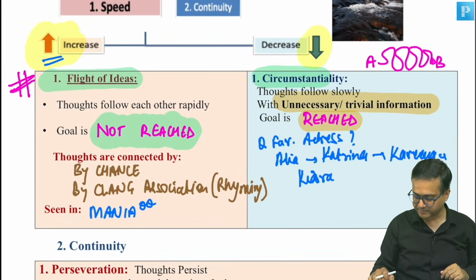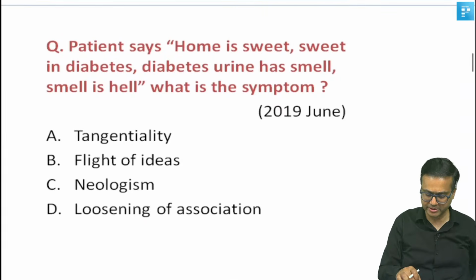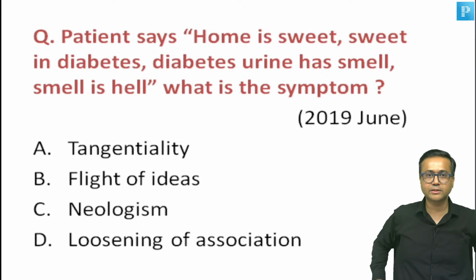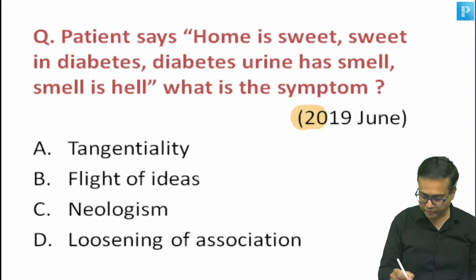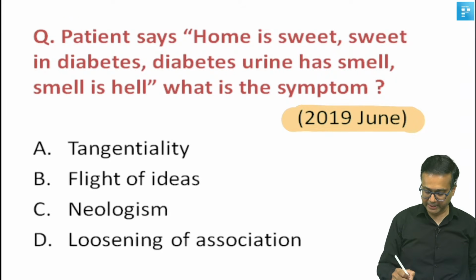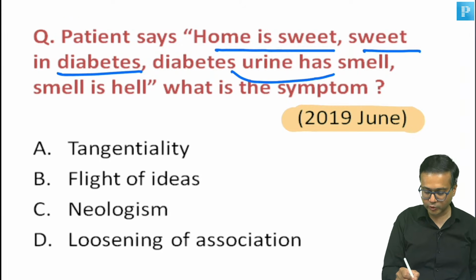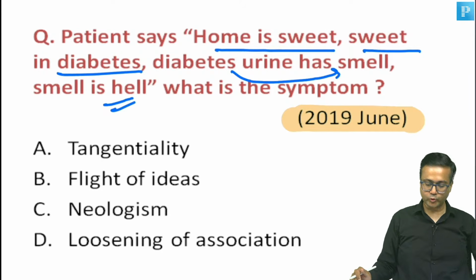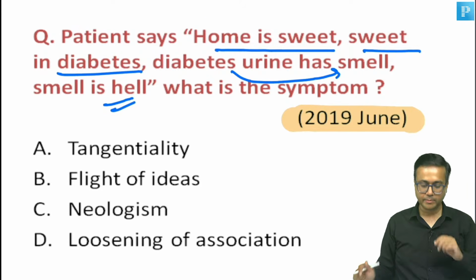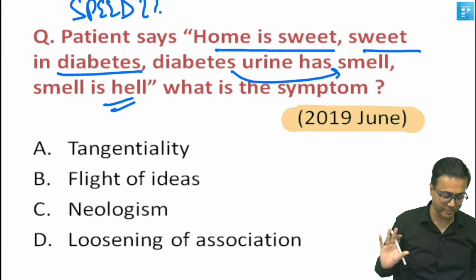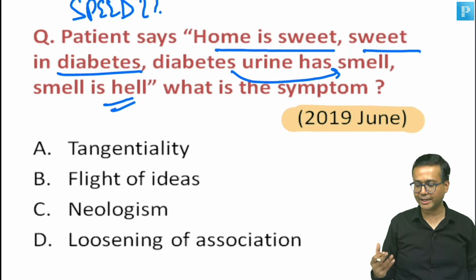Beta, in fact, let's see one question, beta. Let me see if you can answer this question. I'll come back to this question again, but let me see if you can answer it. It is a PYQ of the FMG exam, beta. Patient says home is sweet, sweet in diabetes, diabetes, urine has smell, smell is hell. You have to tell me what is this phenomenon. But again, can you appreciate here, they have not mentioned the speed. Speed is not mentioned, but still can you tell me what is the right answer according to you?